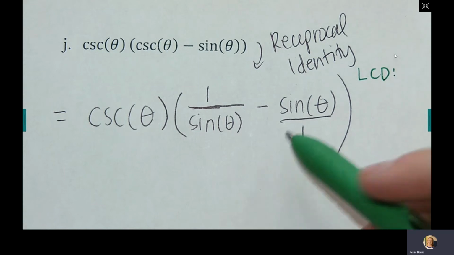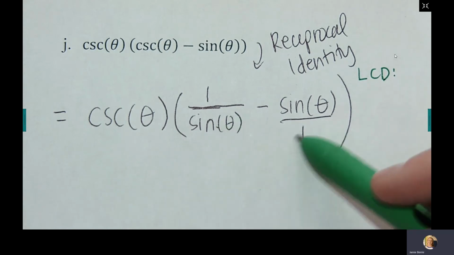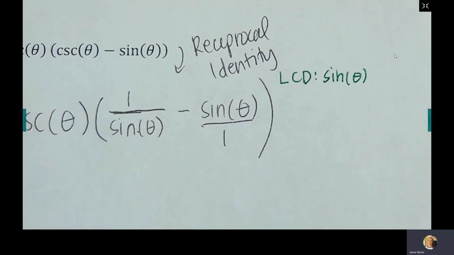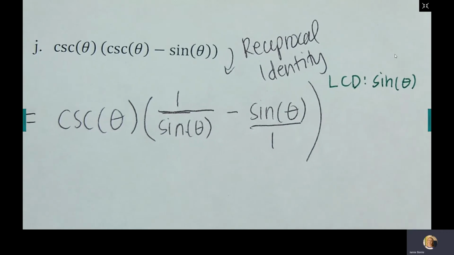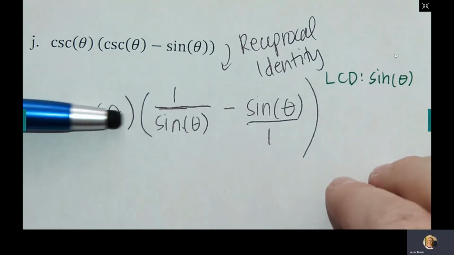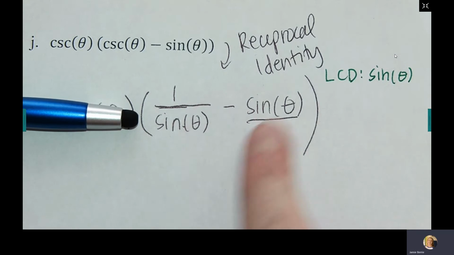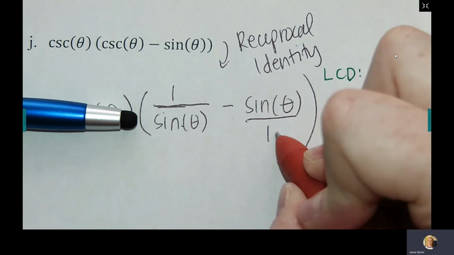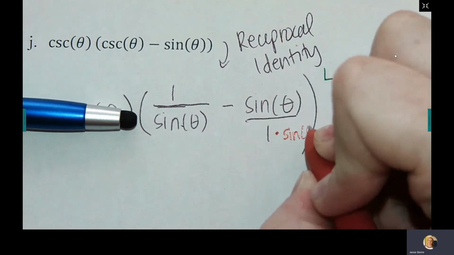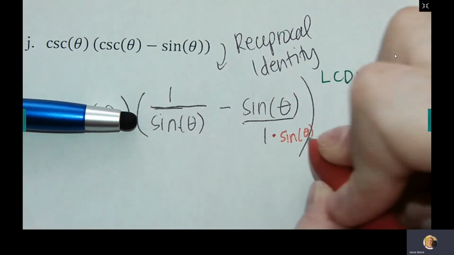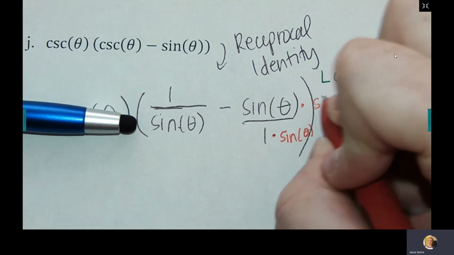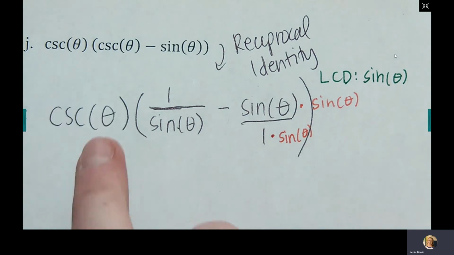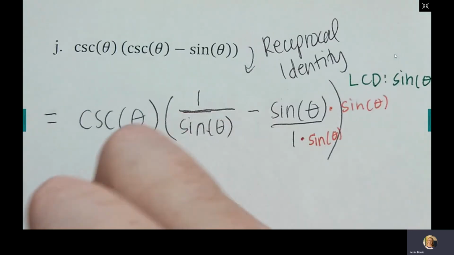So LCD, super simple here. It's just going to be sine theta since this one is just 1. So LCD is going to be sine of theta. So ignore this cosecant out front for a minute. So just sort of cover it up. Don't think about it. We're just working on the parentheses right now. All right, so we're going to multiply the denominator over here times sine theta. Whatever we do to the bottom, you also have to do to the top. So multiply times sine theta on the top. All right, so just drop down this cosecant out front.